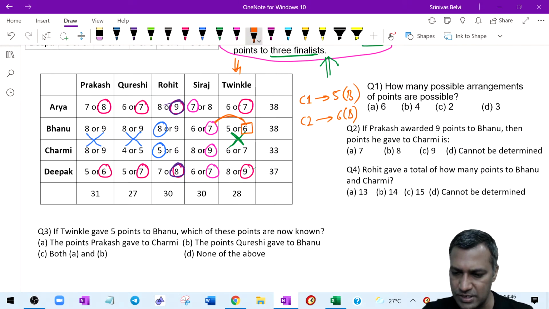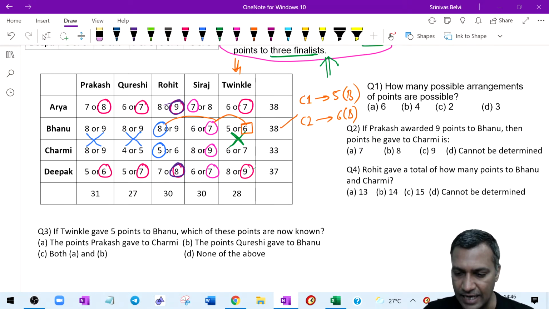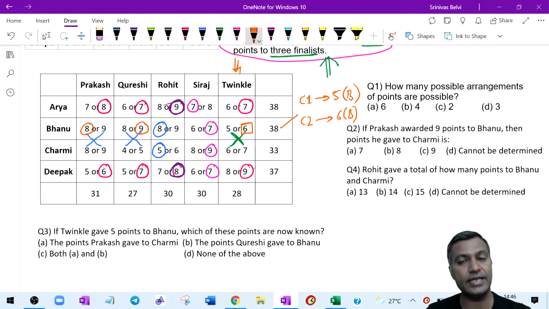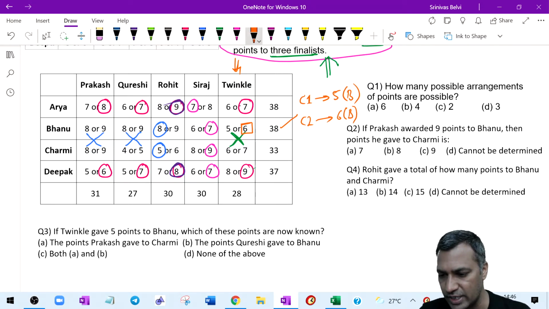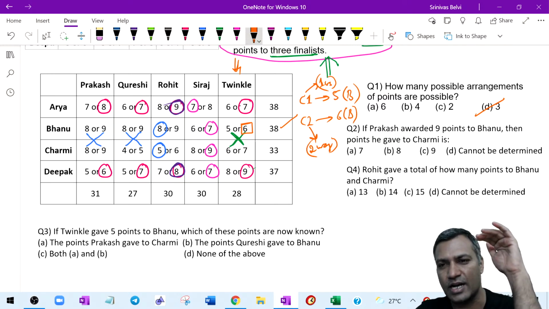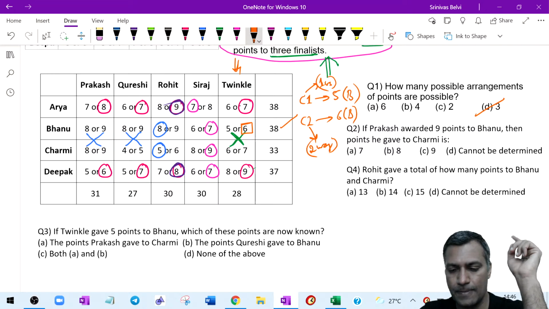6 points to Banu. 6 plus 7, 13. 13 plus 8, 21. I want 38, and 21 is already there, which means I need 17. I need 17 means 2 cases: 9 here and 8 here, or 8 here and 9 here. In case 2, there will be 2 ways. In case 1, there is only 1 way. Together, there are only 3 ways. Can you give me a confirmation that you understood this?